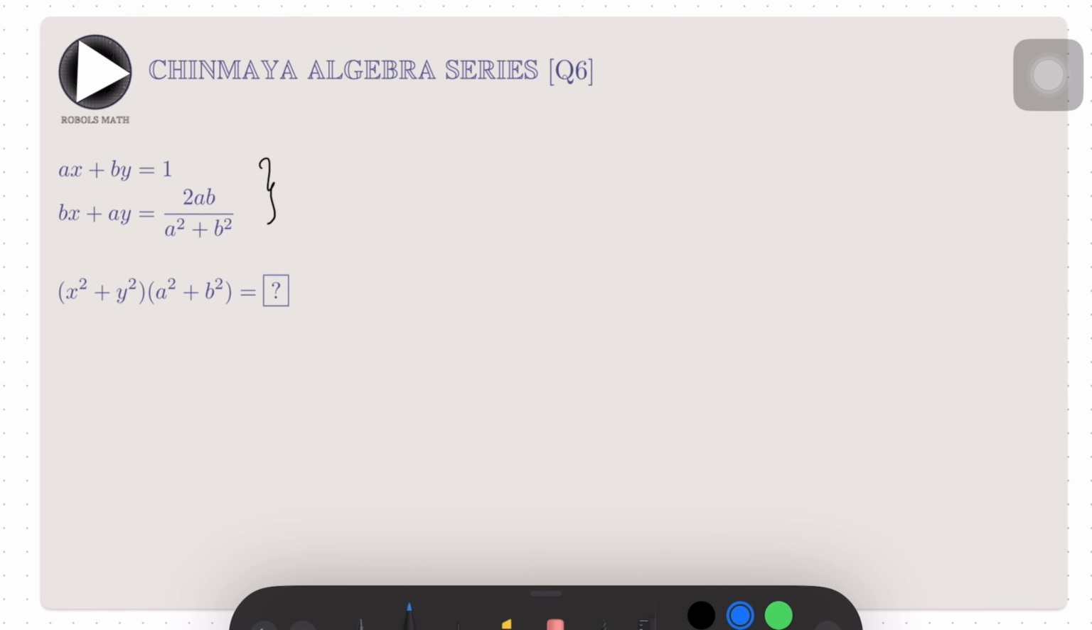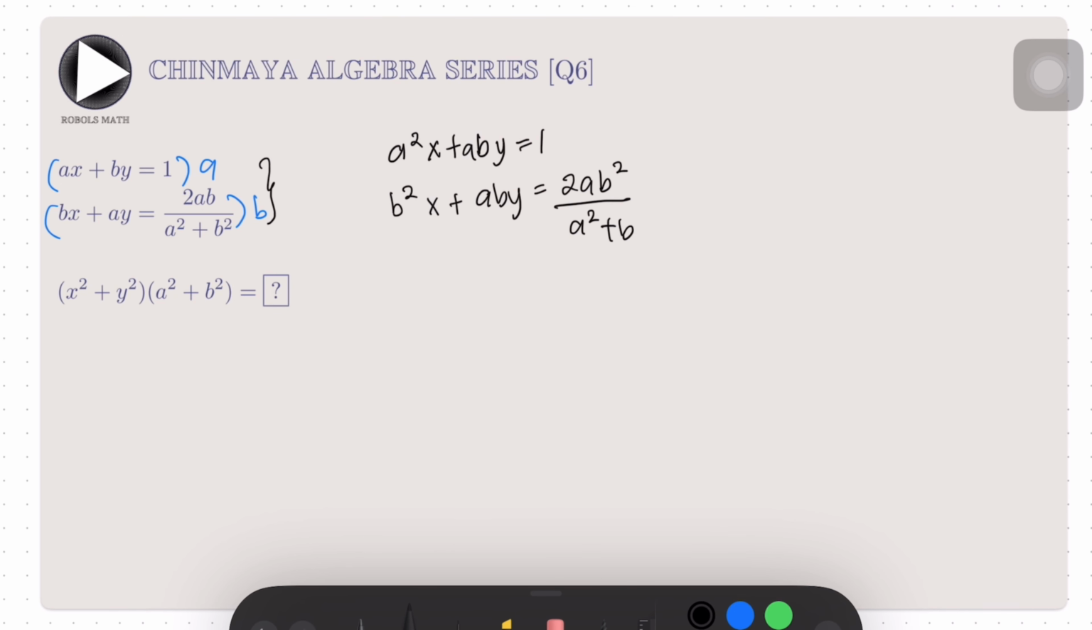So we can solve for x and y here by using the method of elimination. We can multiply the first equation by a and the second equation by b, so that the first one becomes a squared x plus aby is equal to 1. The second equation becomes b squared x plus aby is equal to 2ab squared over a squared plus b squared.